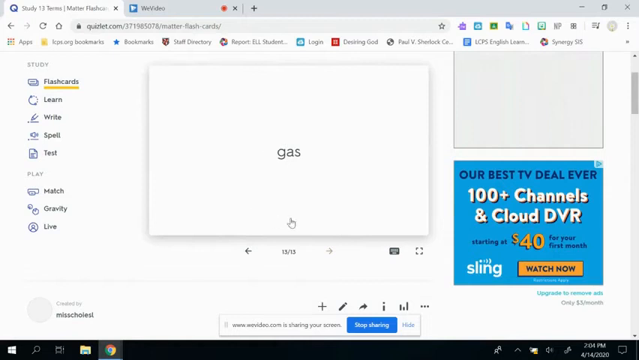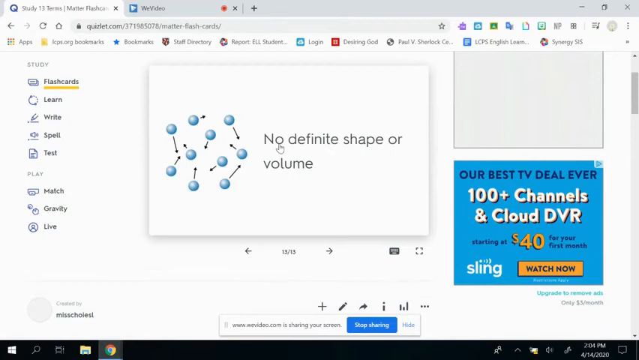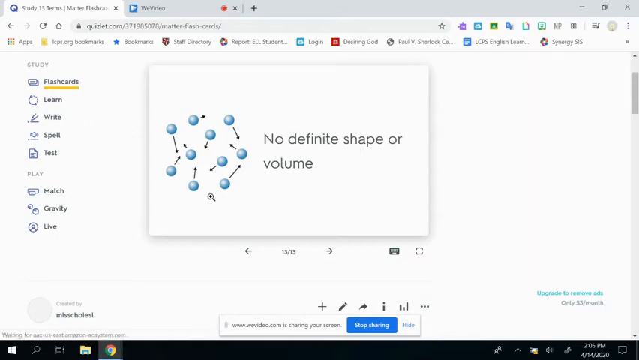Then our third form is gas. Oxygen is an example of gas. Oxygen or gas does not have a definite shape or volume. If you look at the atoms, they're all spaced out and they bounce out everywhere. Pretty much what that means is I can't put oxygen in a glass, can I? I can't touch it with my hands like I can with a solid or a liquid. So that's what it means when it says no definite shape or volume.